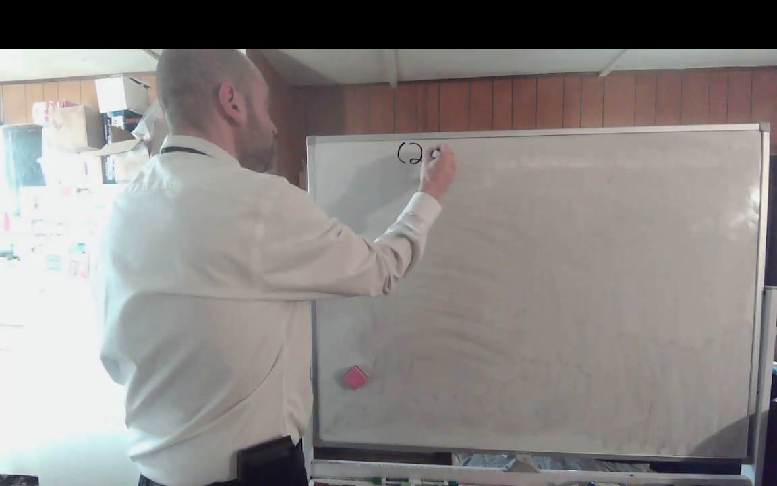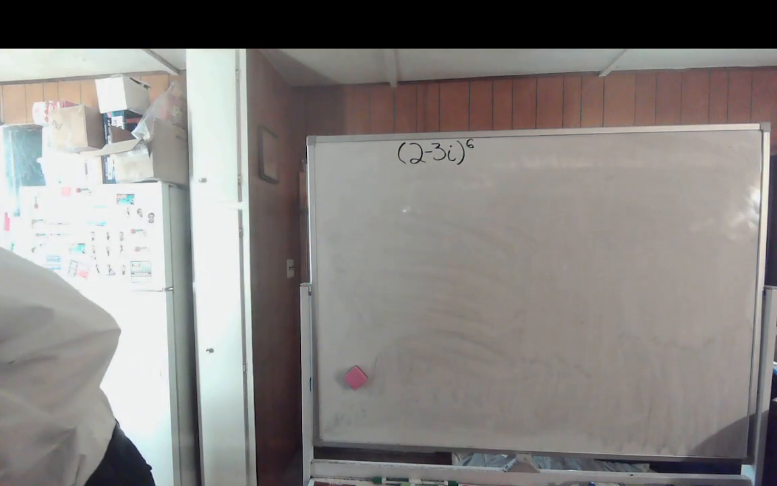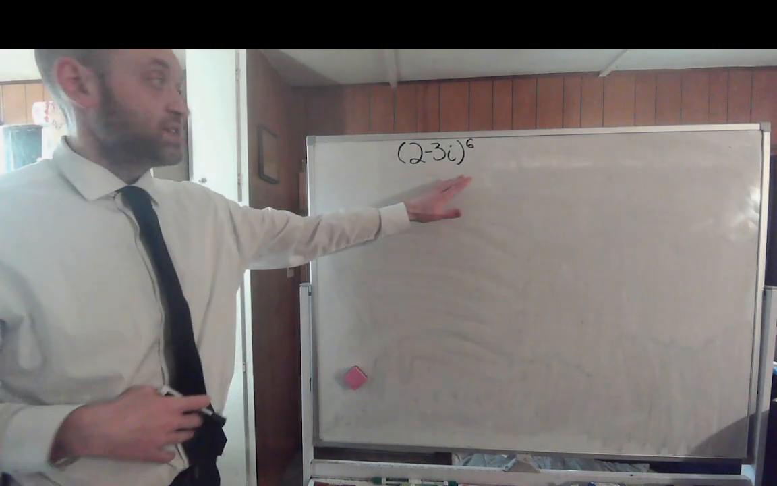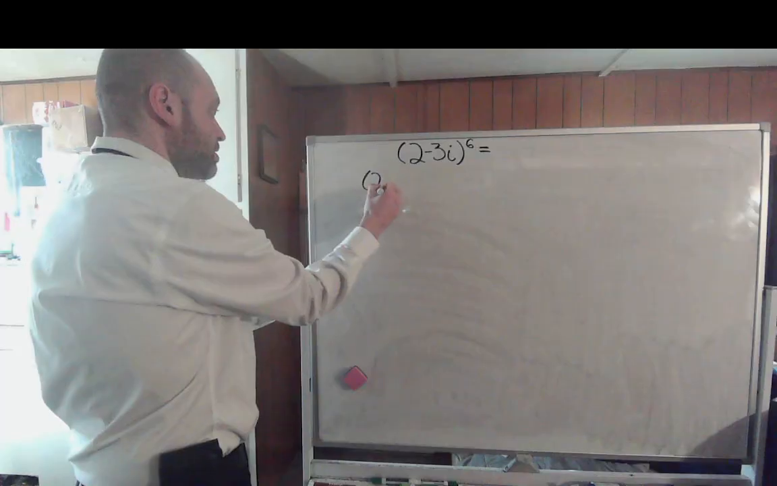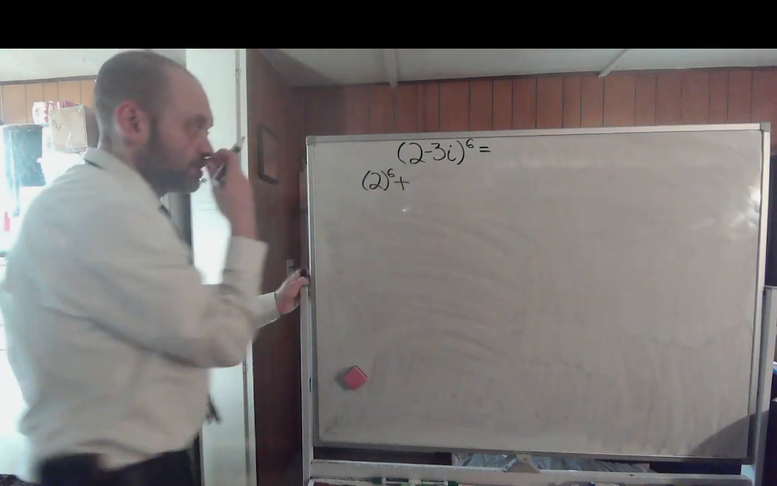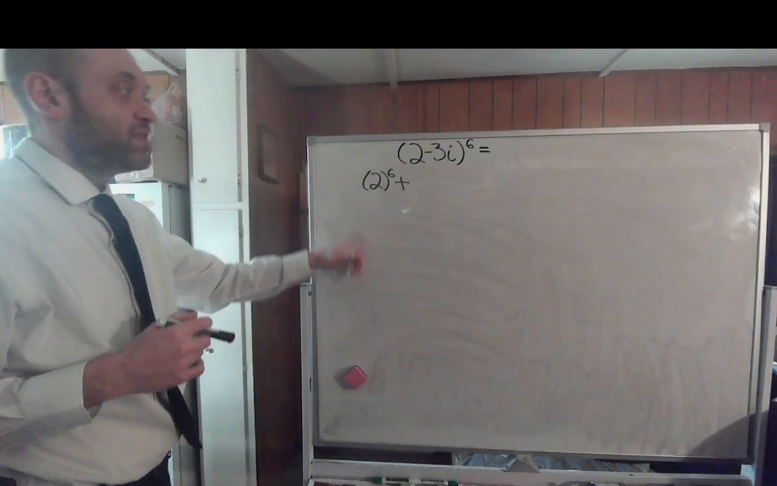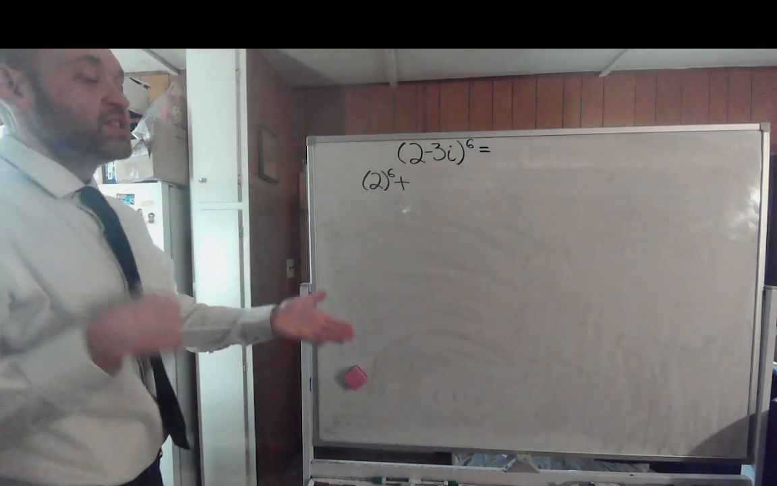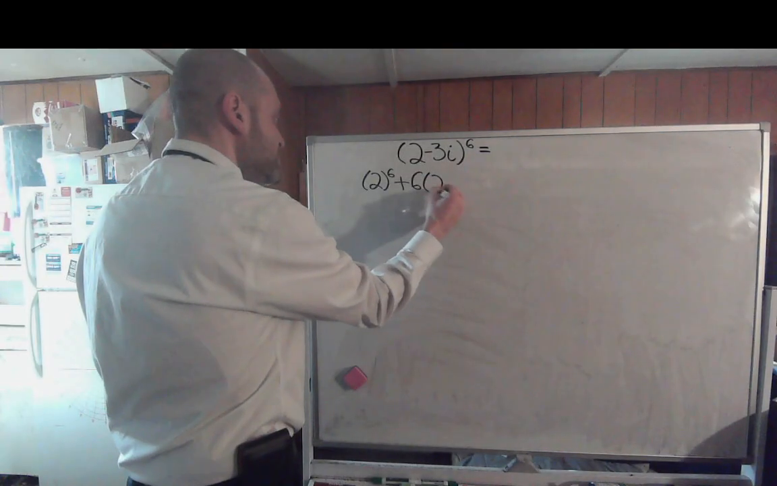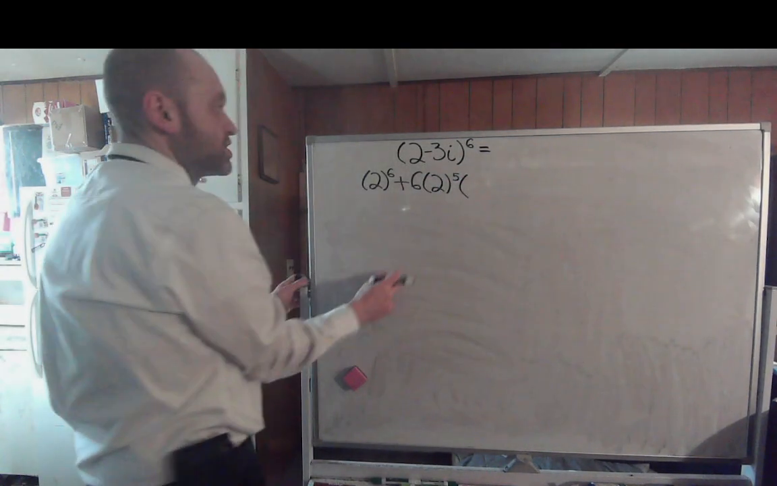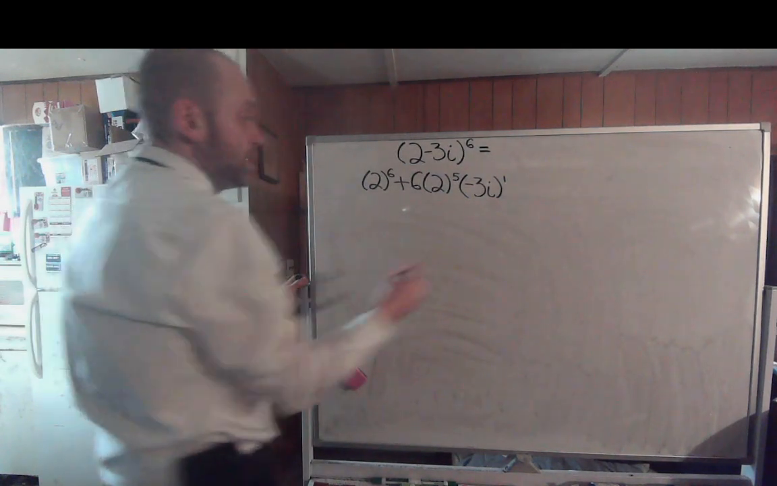Alright, so we have 2 minus 3i being raised to the sixth power. Take your 2 to the sixth power. Now to get your next term, you'll take 6 times that coefficient outside the parentheses of 1. 6 times 1 is 6, divide by the current term you're on, which is 1. So 6 divided by 1 is 6. So you'll get 6 times that 2 raised to the fifth power times your next term of negative 3i raised to the first power.